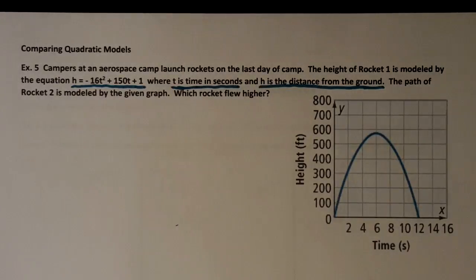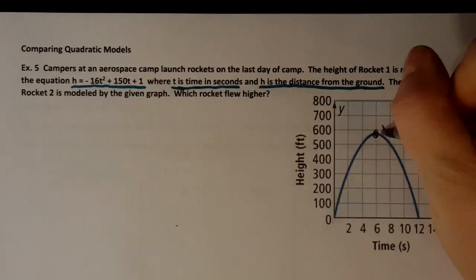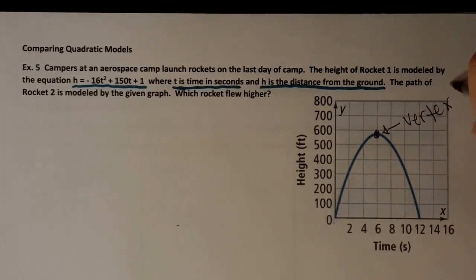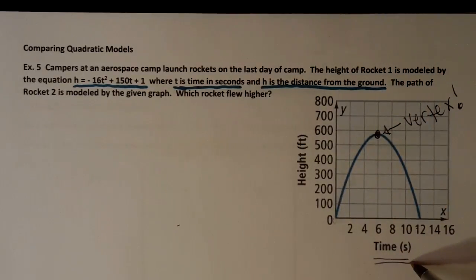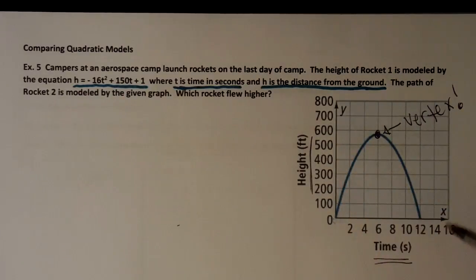Which rocket flew higher? Well, on the graph given, we can see it's a quadratic. It's an upside down parabola. The highest point is right here, right? Do we know a name for that point? Pretty sure we do. Isn't it called the vertex? Okay, the vertex. And the x-coordinate of the vertex is time in seconds. The y-coordinate of the vertex is height from the ground in feet.